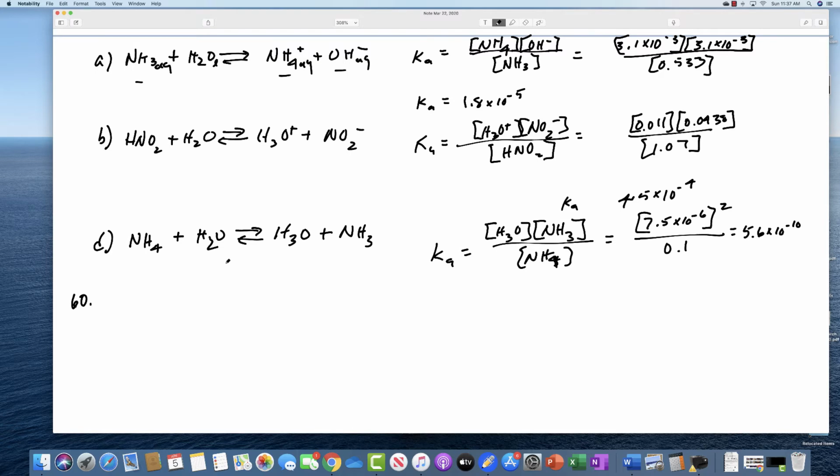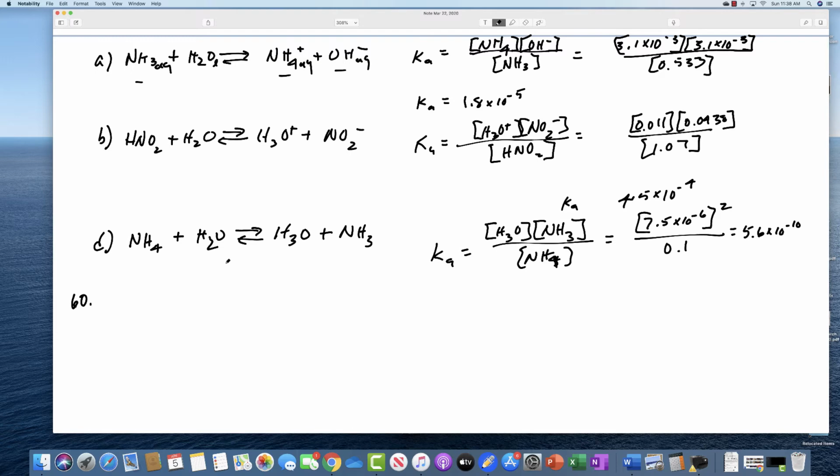So here we already did A, which was 0.0092 molar HClO, which they tell you is a weak acid. And I believe the answer I sent out was 1.8 times 10 to the minus 5 molar for both H3O plus and for ClO minus.